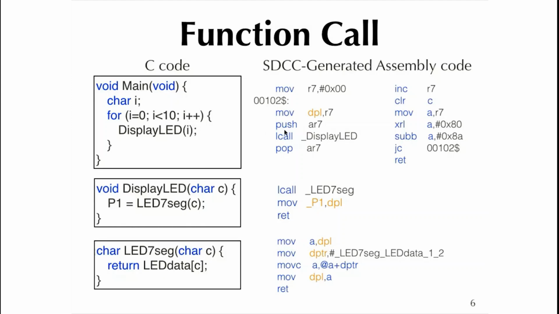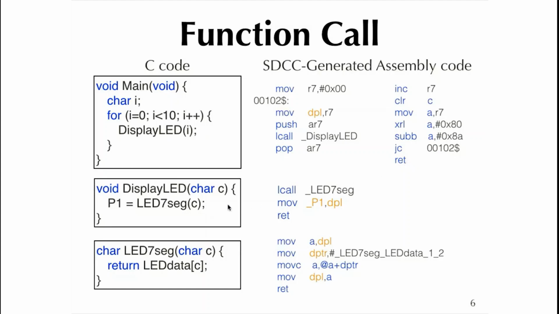So anyway, it does a clear of C and moves R7 into A, and then XRL with this, and then a SUBB of hex 8A. So it's like, wow, doing all that. Well, it's really just testing if i is less than 10. You can write it in different ways; the compiler just has clever ways to do this. And JC, the jump if carry, right? So then it goes back to the loop, and otherwise returns from main.